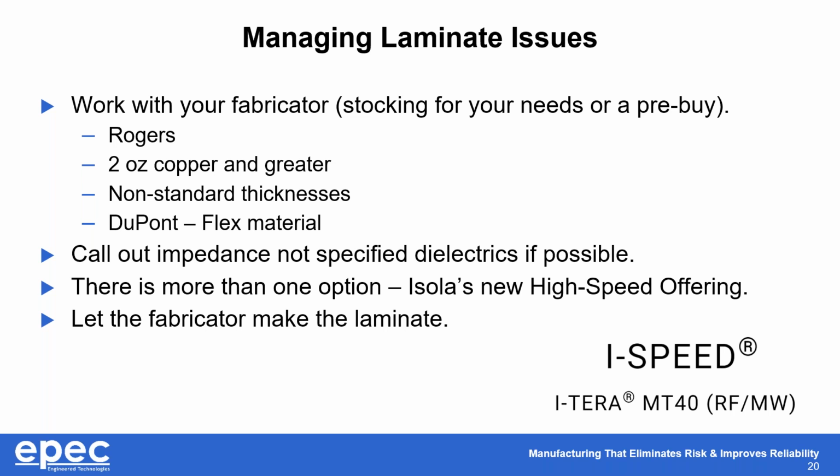Especially with Rogers, 2 ounce copper or greater right now is another one where the laminate manufacturers make a whole lot more money making half ounce than they do 4 ounce. So they want to make more half ounce, and they don't have a lot of 4 ounce. But if you work with somebody who's got a lot of customers in that realm, you're going to have a lot better chance of not being delayed by laminate.